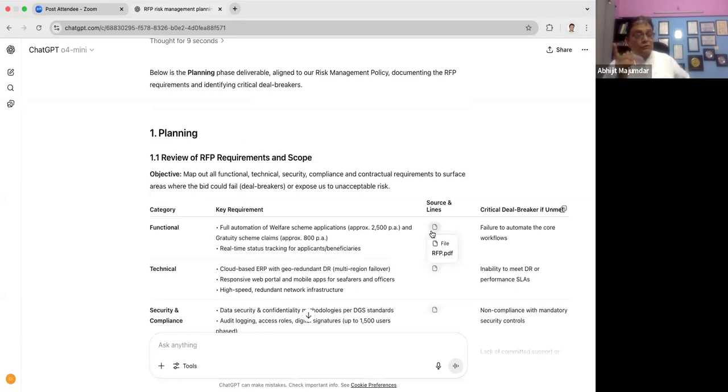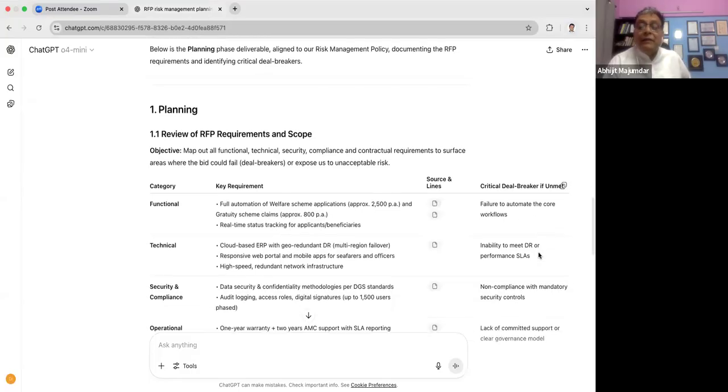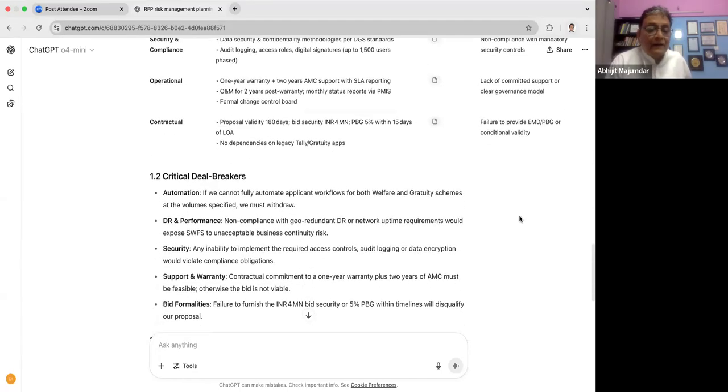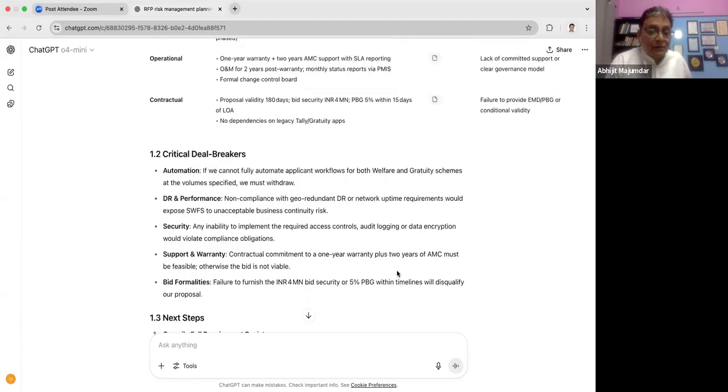It is giving you also where in the RFP, because you have said to find out where in the RFP this exists. So it is also finding it out from the RFP. Critical deal breaker if unmet, failure to automate the core workflows. So if you are not doing this, then it can be a deal breaker. Technical risk, this is finding out.